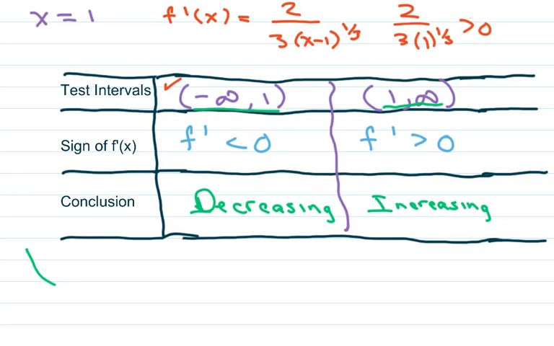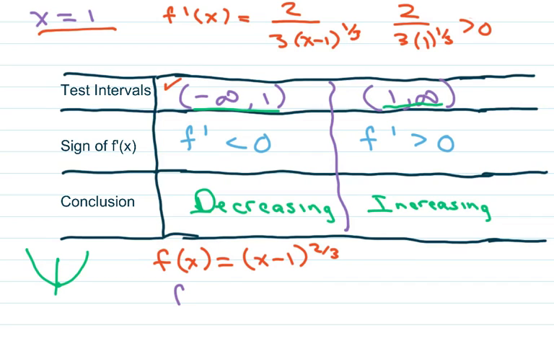So decreasing, then increasing. So we're going to have some relative minimum there. I'm going to write down my original function and plug in my critical number. So I'm plugging in f of 1, so that's just going to be 0 to the 2/3, which is 0. So we have a relative minimum at (1, 0), and that's our relative minimum.